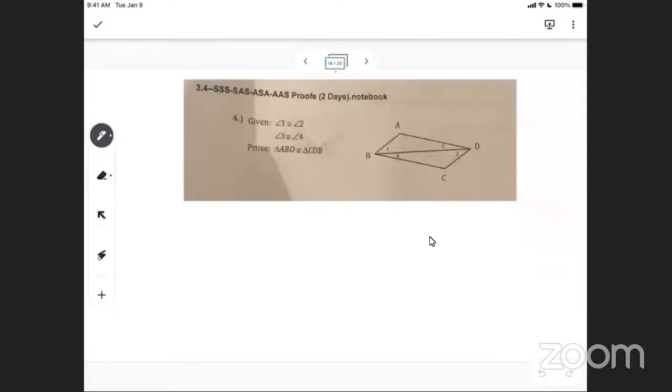Okay, so this first one says, given angle 1 and angle 2 are congruent, angle 3 and angle 4 are congruent, prove that those triangles are congruent. So they're telling us that 1 and 2 are congruent. So I'm going to write these in. So that's how I write that in. And 3 and 4 are congruent, so I'll put 2 tick marks for those.